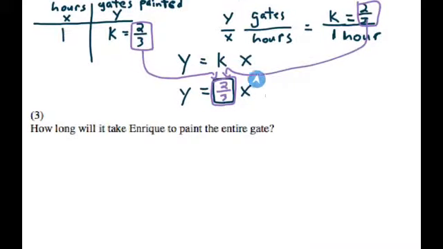So each question in this Enrique painted gate series builds on one another. What we found in question 1, we used in question 2. So what we found in question 2, we can use in question 3. It can either be good or dangerous. If we miss something earlier on, that's going to cause us problems in each of the following questions. Question 3. How long will it take Enrique to paint the entire gate?